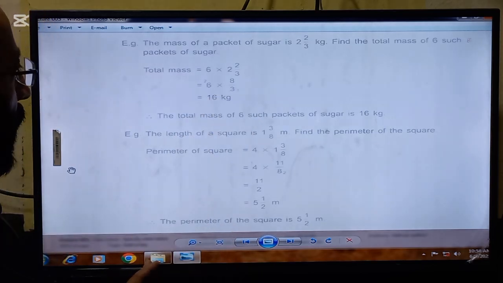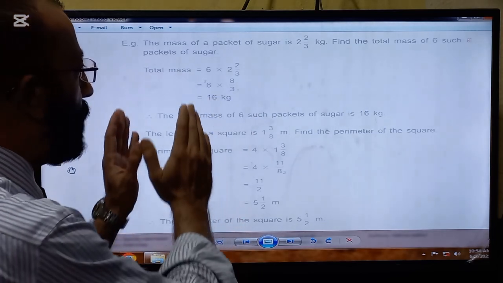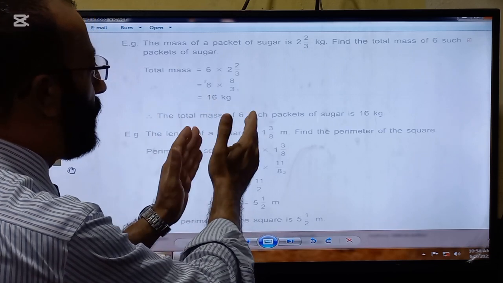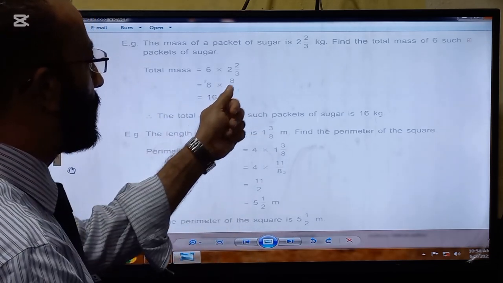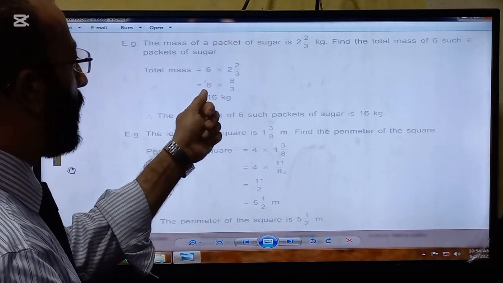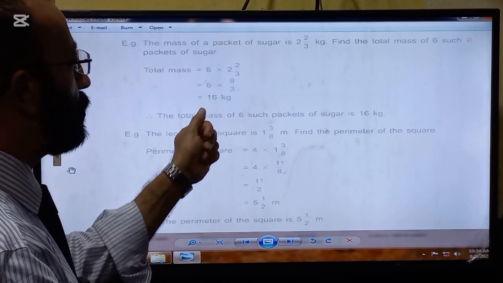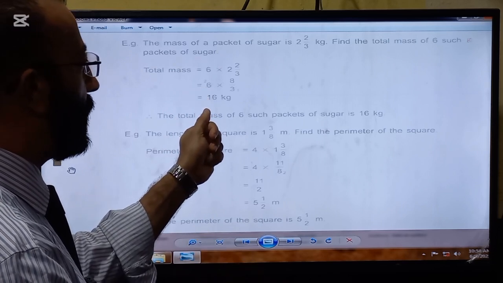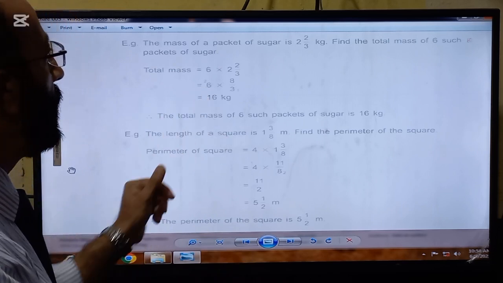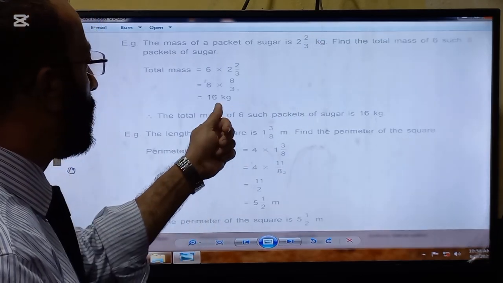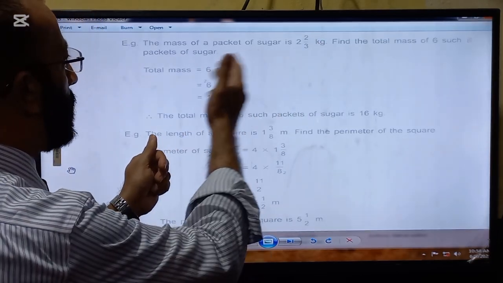So at this stage now, we will multiply the numerator with the numerator and the denominator by the denominator. So 2 8s are 16 and 1 1s are 1. So there is no need to write 1 in the denominator. So the answer is 16, and the unit used in the question is kg. So this is the answer to the question.